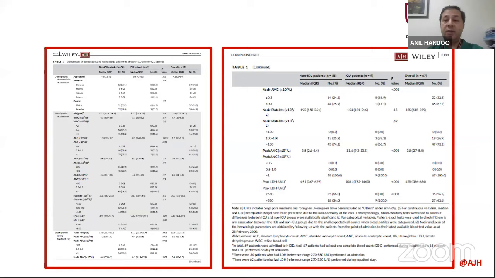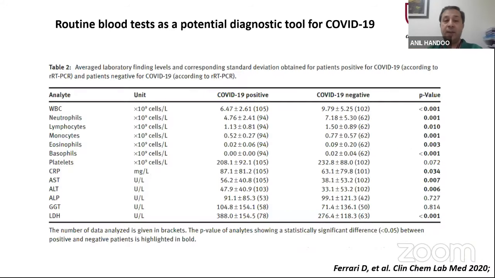And this has already been published in the American Journal of Hematology, where they have spoken about the neutrophil to lymphocyte ratio, the WBC counts, and the other parameters which are important from a CBC analyzer. Just to show you this data from the Italian group, where they again talked about white blood cells and neutrophil counts. As you can observe from the p-values, the parameters of paramount importance are the total WBC counts, the lymphopenia, the CRP, and at the same time, the LDH values.